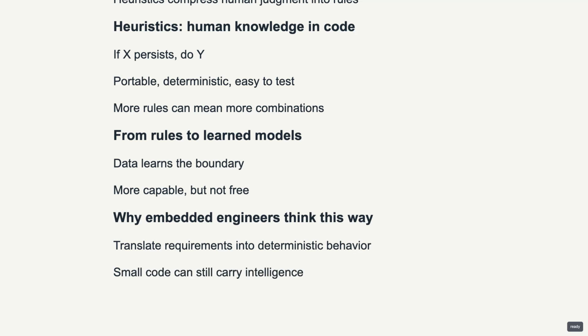A tiny snippet can hold a useful judgment when it is placed in the right context. The intelligence comes from making the right decision at the right point in the system, not from making the code look elaborate.